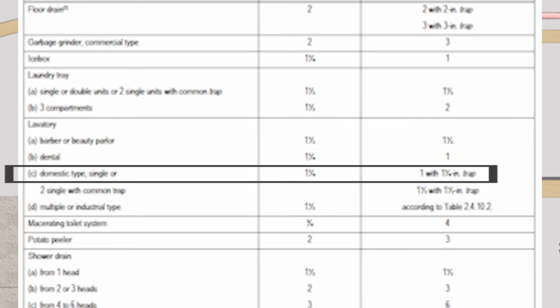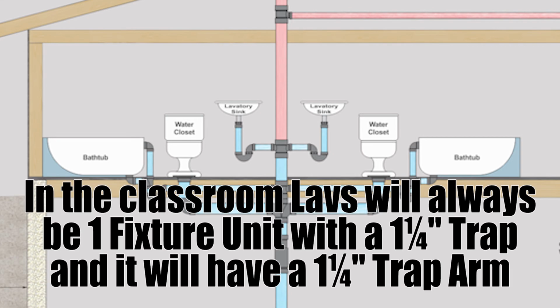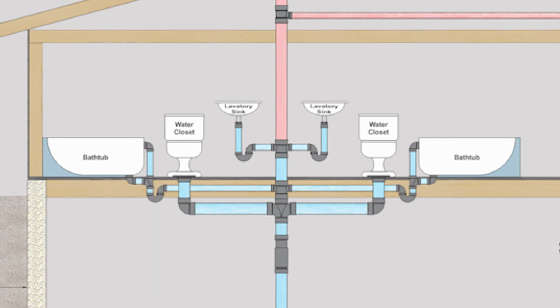And this is another weird area that I need to talk about. Yes, in the classroom we would say that's one fixture unit and we would have a 1.25 inch trap arm. That's what we're actually going to answer on this. In the field though, getting 1.25 inch drain pipe is very difficult and very expensive. So for the most part we just use 1.5 inch for lavs.